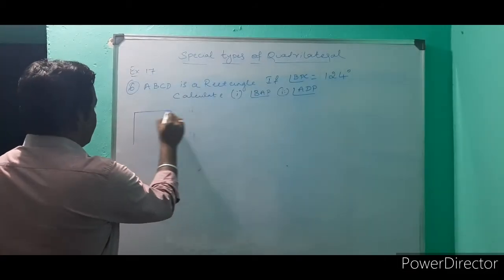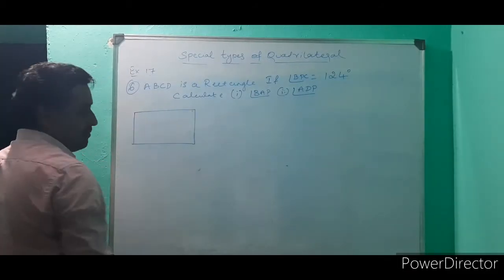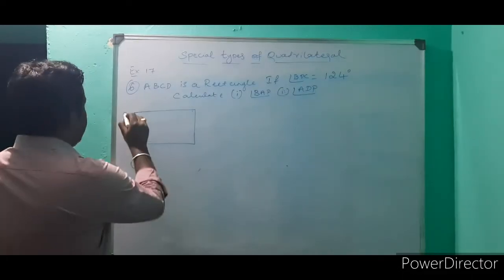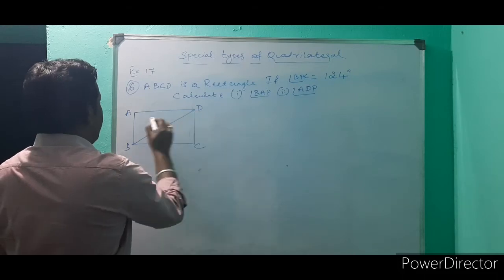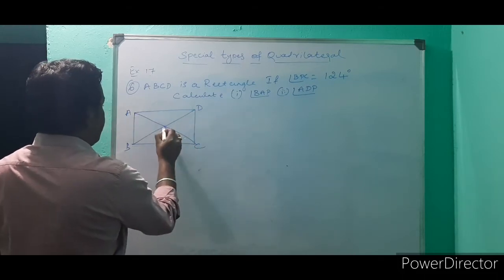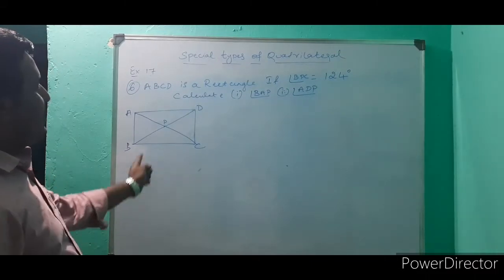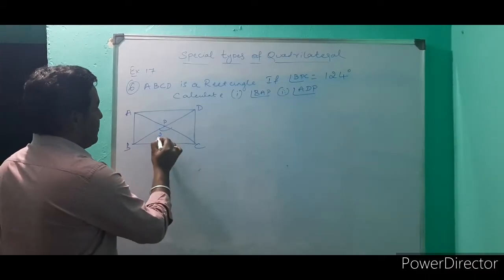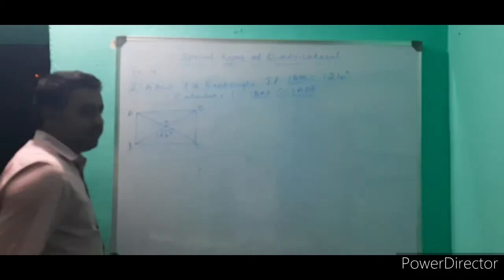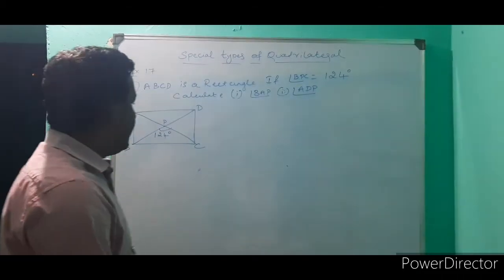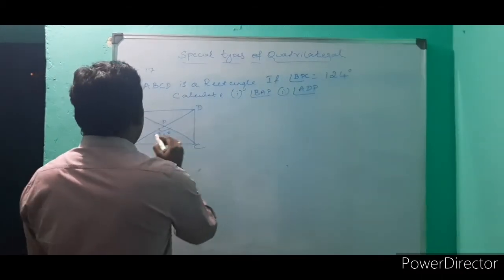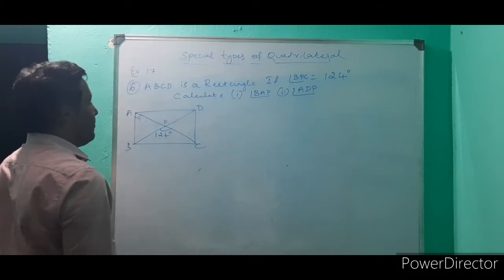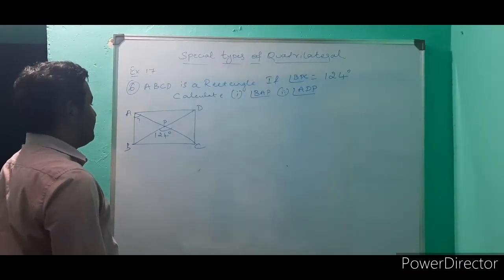Angle ADP. So the figure is given in that question. ABCD, this is the point P they are given. BPC they are given how much? 124 degree. So if you want to subtract, in a straight line you can take. First we have to find BAP.